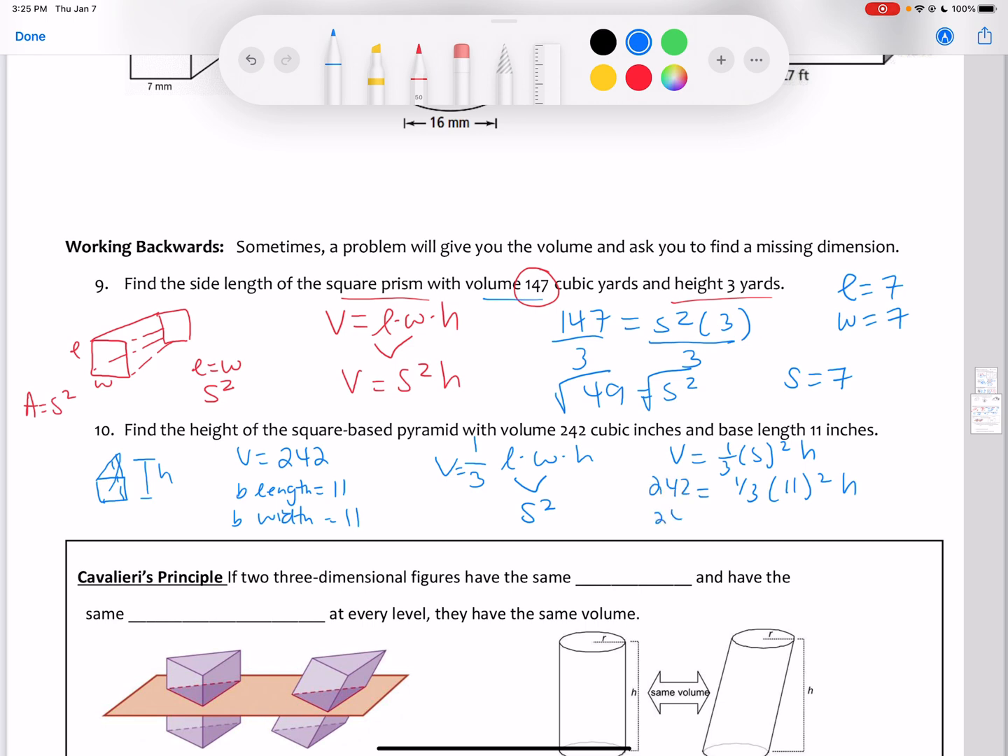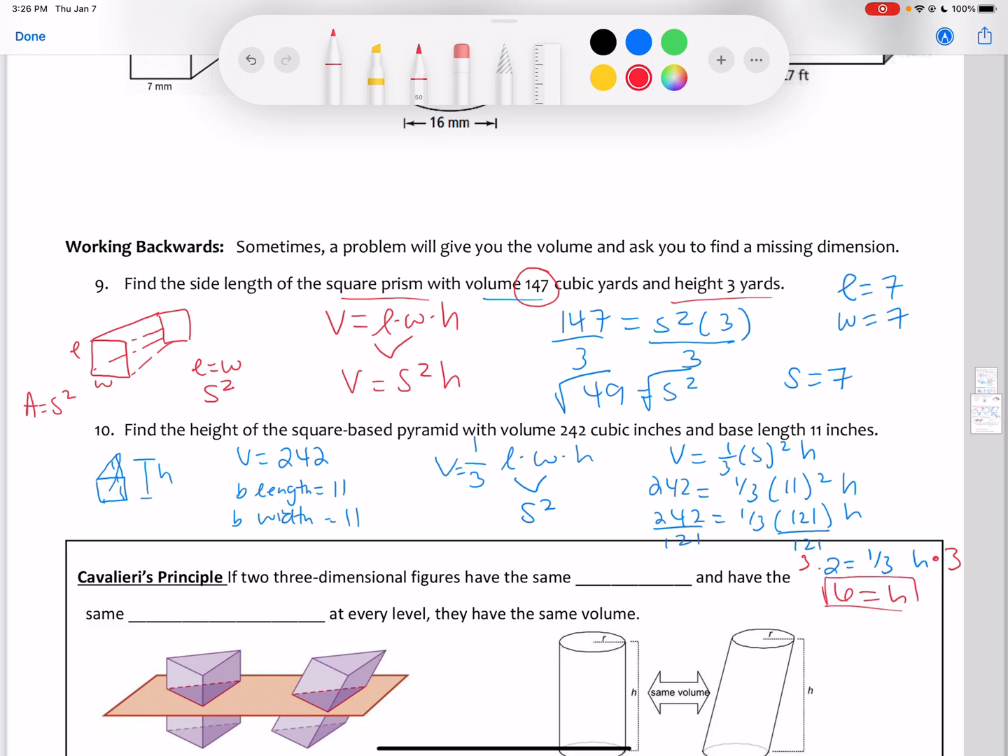Now I know I can plug this into my calculator and solve that way, but multiplying 121 by 1/3 is going to give you a decimal. So instead of doing that, you can divide by 121, divide by 121. That gives you that 2 equals 1/3 times h. Instead of dividing by 1/3, we can multiply by 3 on both sides. So 6 equals the height.